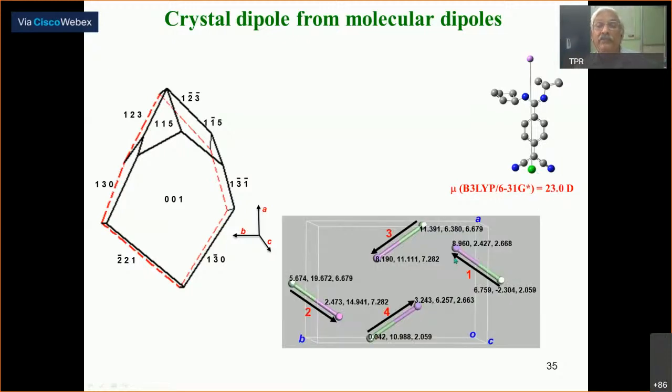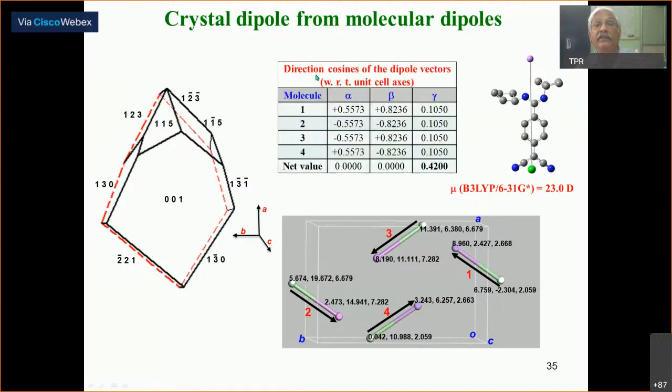So basically, this is the unit cell structure, and I'm representing the four molecules within the unit cell using their dipoles. This is how the dipoles are oriented. If you look at the direction cosines of these dipole vectors with respect to the unit cell axis, the three alpha, beta, gamma angles which they make, you can clearly prove that the projection along the A and B axis is zero, but there is a net projection along the C axis. That means in the C direction, there is a net dipole for these crystals.